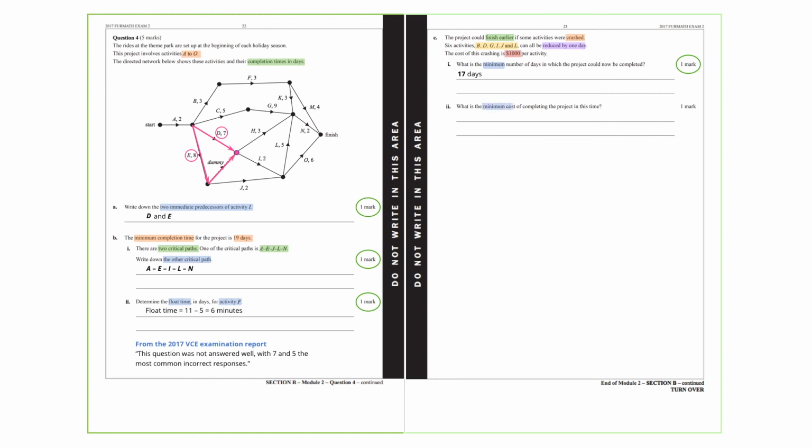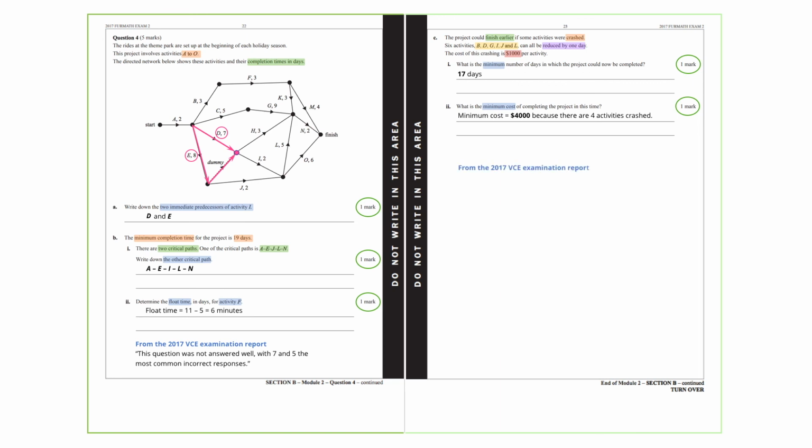Part 2I. What is the minimum cost of completing the project in this time? Since 4 activities were reduced, then the total cost is $4,000. This question is worth 1 mark for the correct answer.